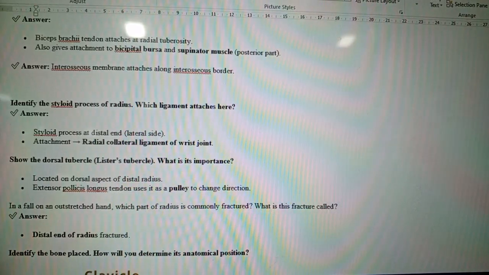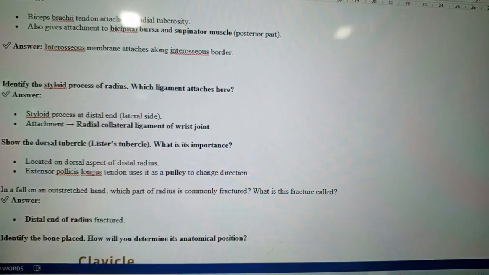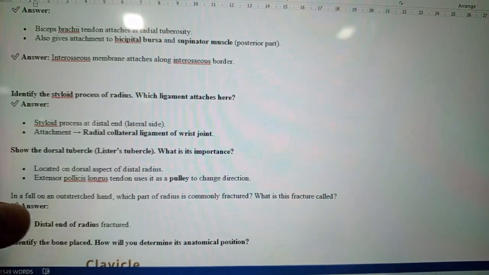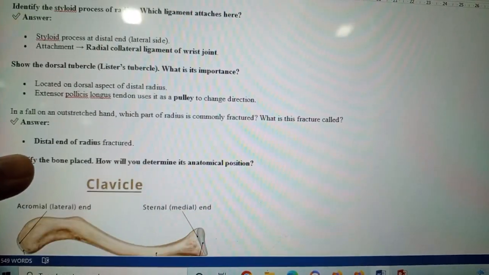Interosseous membrane attaches along the interosseous border. Identify the styloid process of the radius. It is present below. Styloid process I have already shown you. Radial collateral ligament of the wrist joint is attached over here.